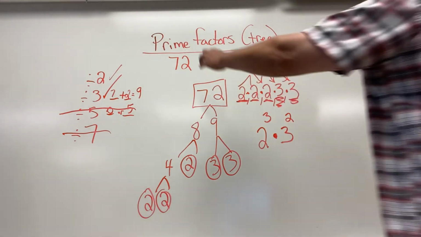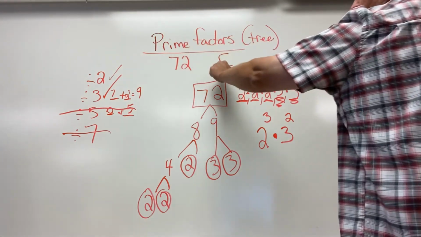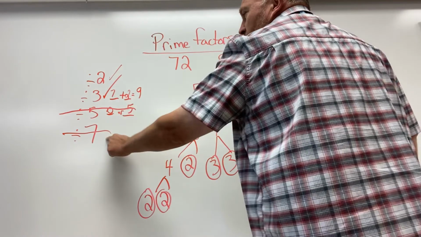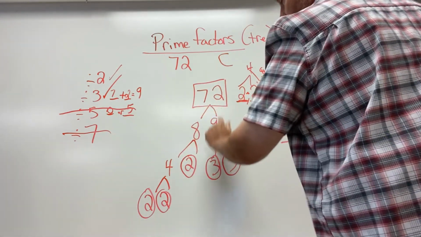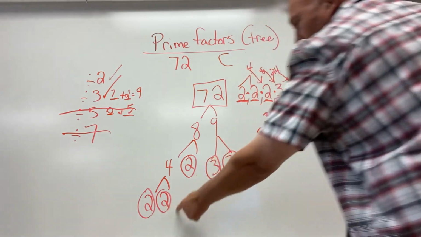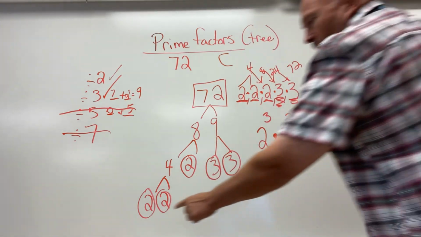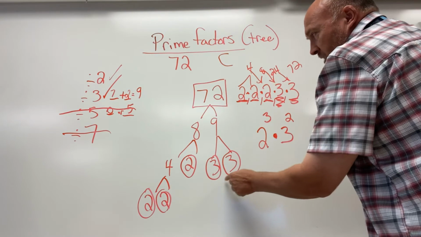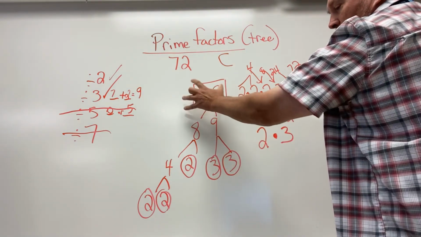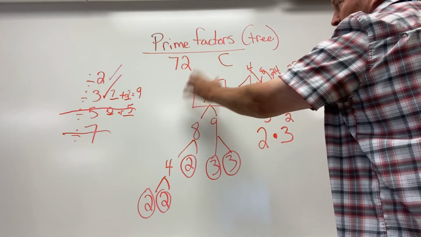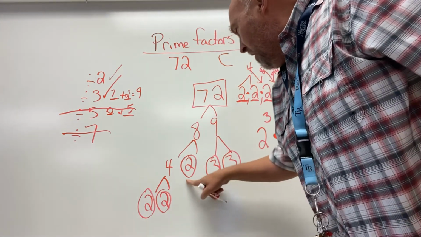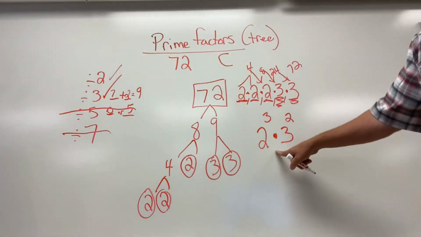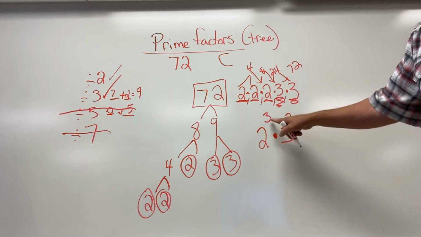So we have our numbers. We're finding out if they're prime or composite using our divisibility rules. We're breaking them down into the factor tree, getting them down to the prime numbers. All these numbers multiplied times each other should make your base composite number. Then when you get your little prime numbers, you can write them in exponential form with powers.